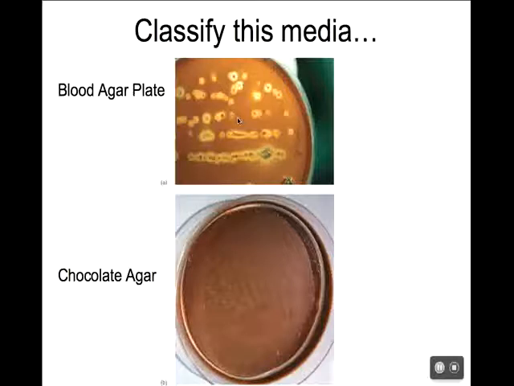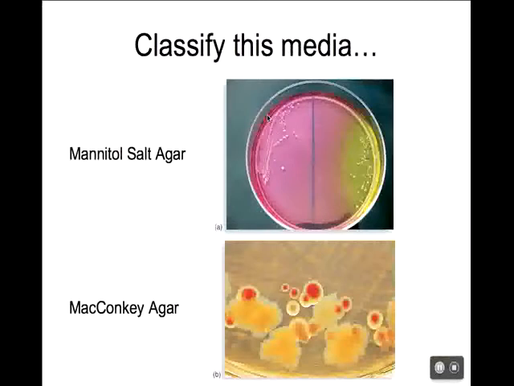We know that this is an enriched media, this is a complex media, and why do they add them lysed? They add them lysed because some organisms, some very fastidious organisms, need those lysed red blood cells to grow. Now notice, this agar, even though it has basically the same recipe, chocolate agar is no longer differential because you've already chopped up those blood cells before you added them in. So it's lost its differential capability.